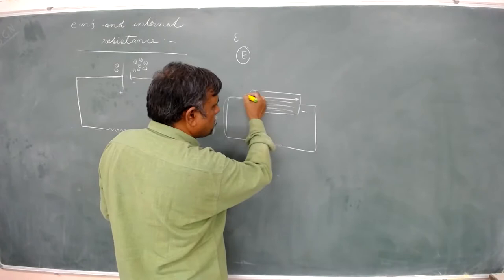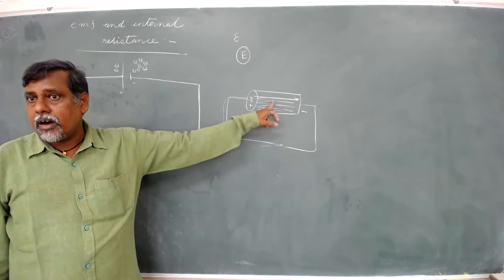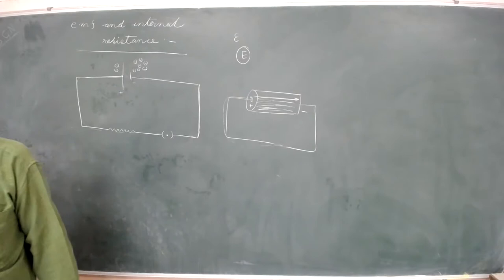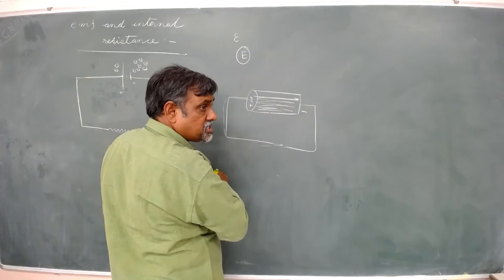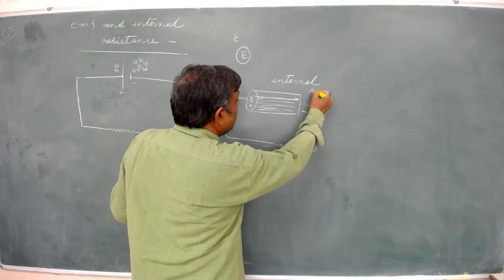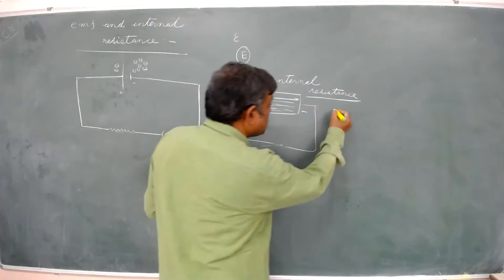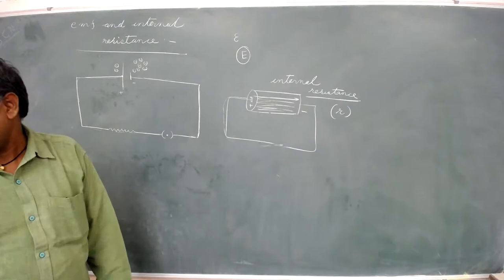In doing so, the chemical also will apply some opposing force to the moving electron. That opposing force is known as internal resistance. That internal resistance is symbolically represented by r. Understood?